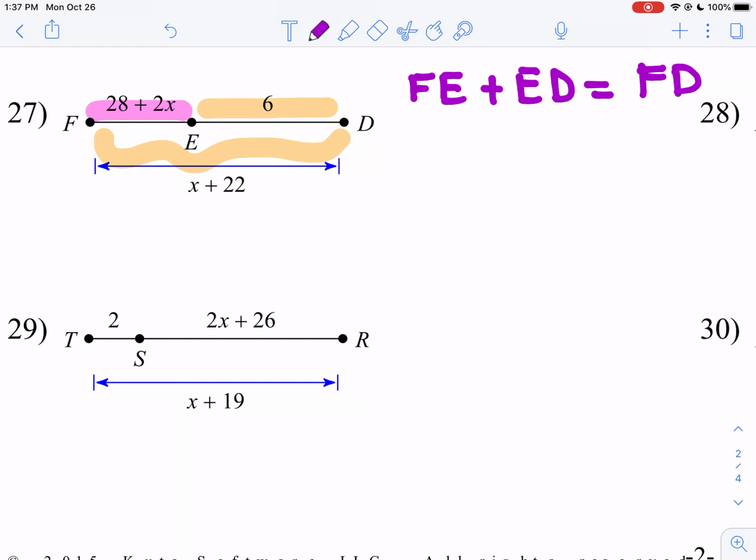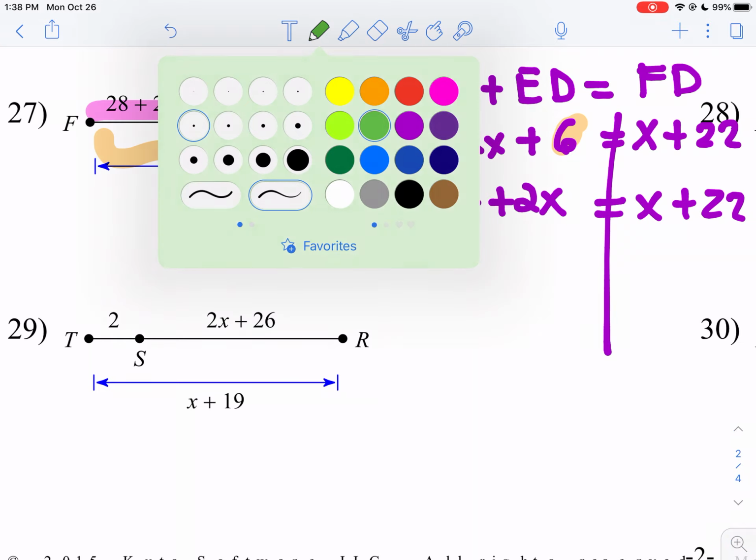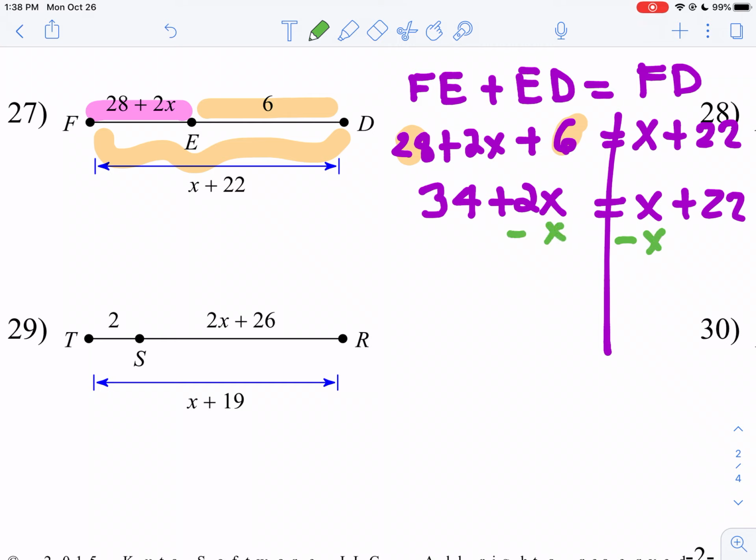Okay, do the substitution. FE is 28 plus 2x, ED is 6, and FD is x plus 22. I use a long vertical bar, and I don't know about you, but that keeps me organized. These two are like terms on the same side, so add them together. That would give you 34 plus 2x equals x plus 22. I have 2x on the left side and 1x on the right side, so I'm going to move all the x's to the left side. That gives you 34 plus an x equal to 22. Then to get x by itself, take away 34.